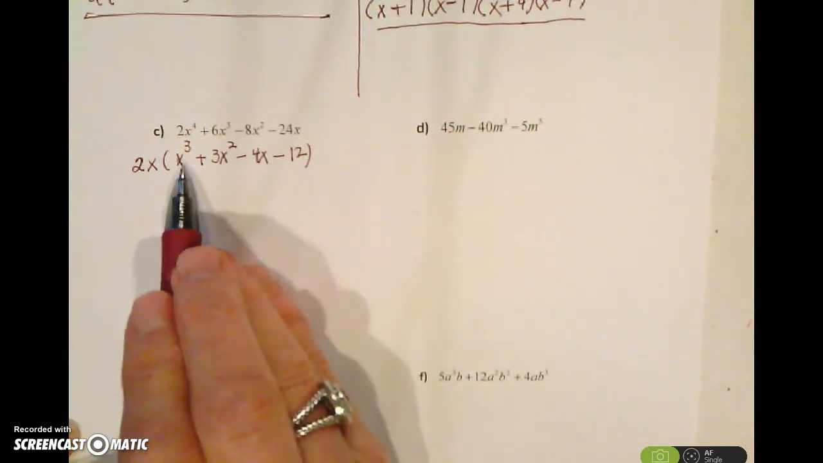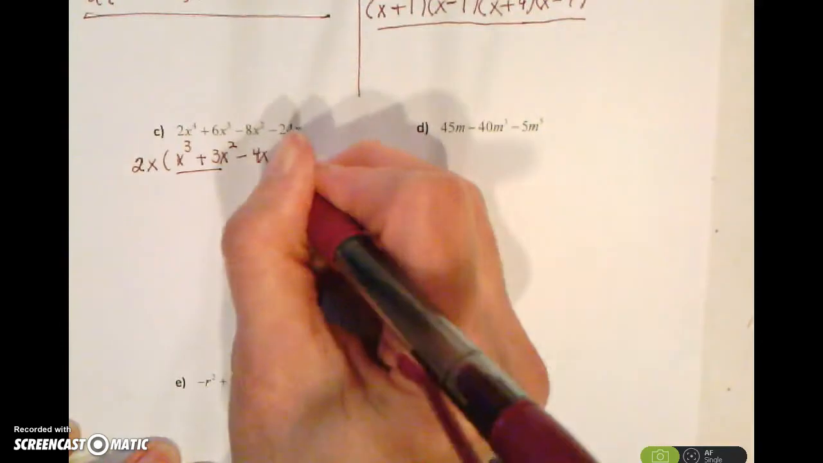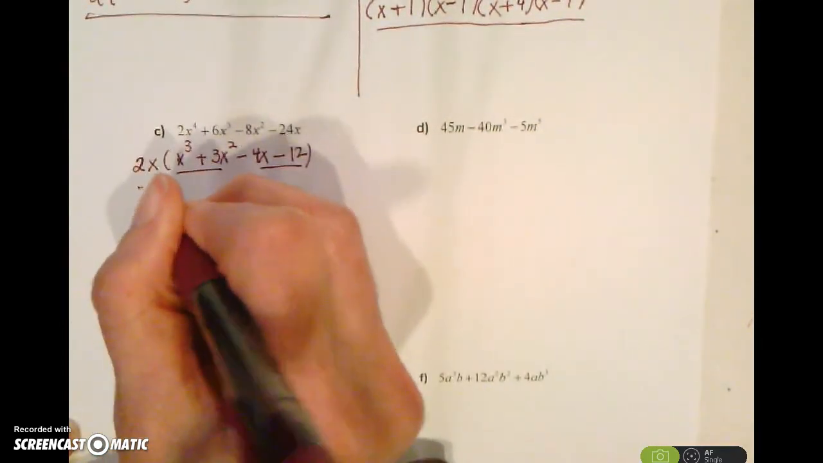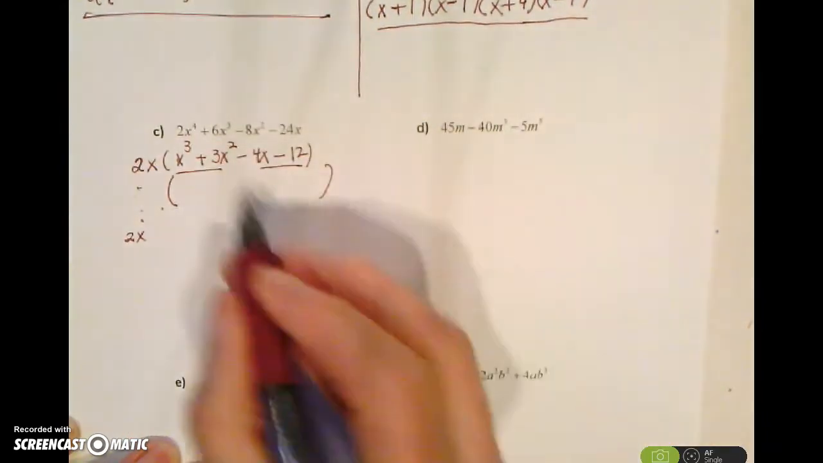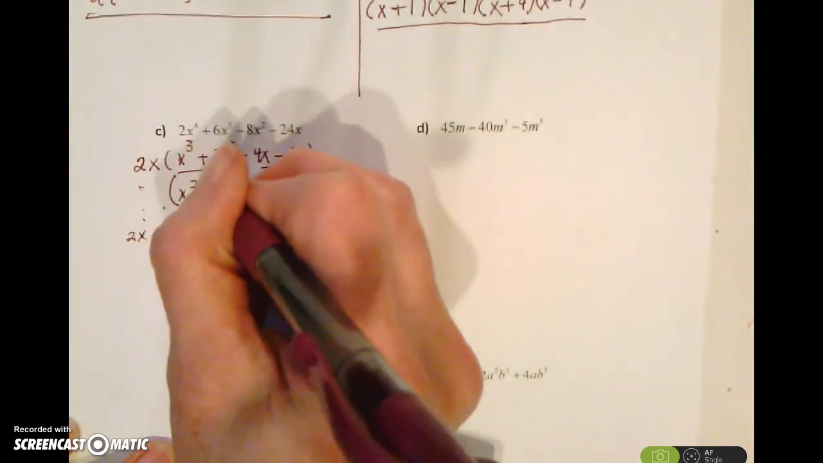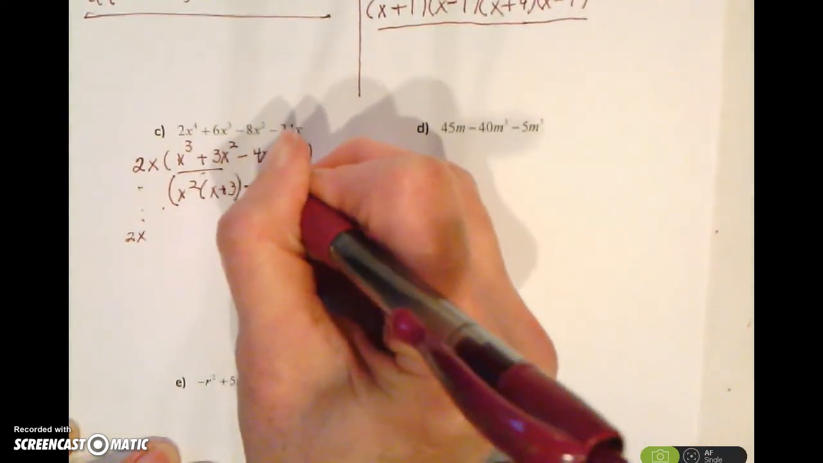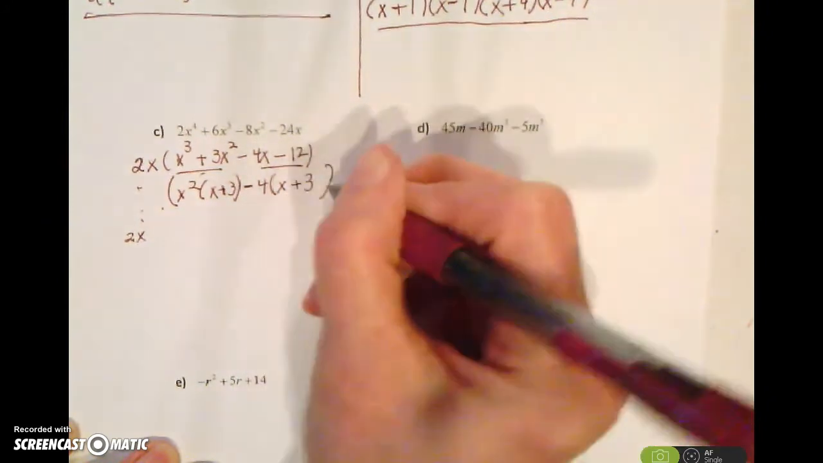All right, so now I'm going to count the terms. 1, 2, 3, 4. I see 4 terms, so I'm going to group 2, group 2. This 2x is going to stay in front. I'm going to kind of like just do this on its own. So I'm going to have x squared times x plus 3 minus 4, and that's going to be x, and negative over negative is positive 3.